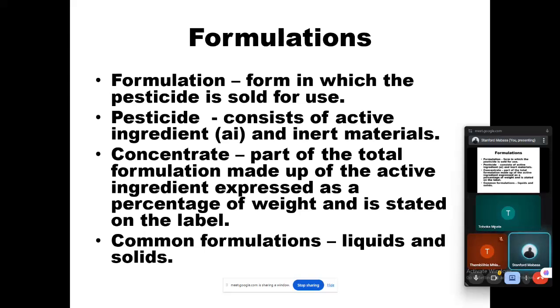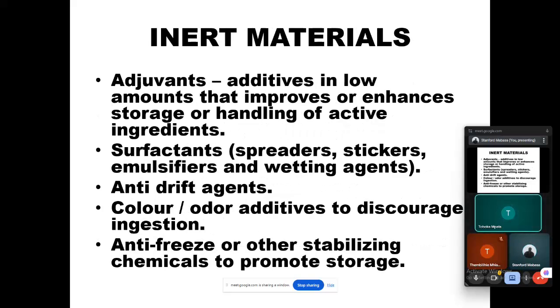What are the common formulations? You have already given me some examples: liquids and solids. We have EC.